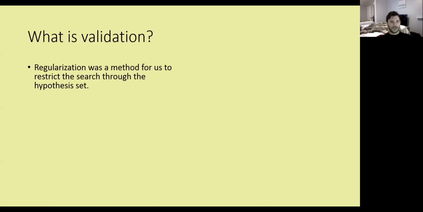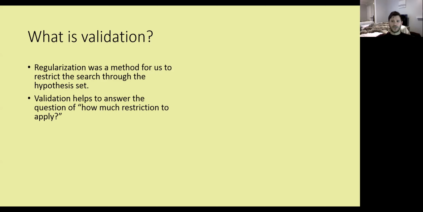Regularization, again, was a method for us to restrict the search through the hypothesis set. We kind of tied our hands, put on the brakes. Okay, but the problem was we didn't really know how much to put on the brakes. We didn't know how much to restrict ourselves, right? We looked at that one diagram where we had 4 different pictures and we had changed that lambda parameter, and we saw it was possible that we could restrict ourselves too much to the point where we're not curing overfitting, but we're causing another problem called underfitting. So validation is going to help us answer this question: how much restriction do we actually need to apply? Okay, when do I put on the brakes?